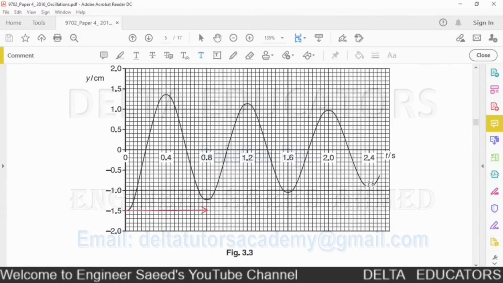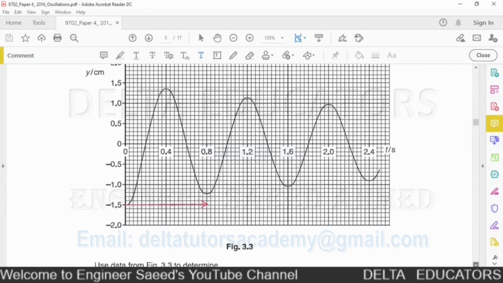Now after completion of 3 waves, the amplitude is 0.9. So here we can say displacement x naught is equal to 1.5 and displacement x is equal to 0.9, and both the displacements are in centimeter, so we have to convert these displacements from centimeter to meter.